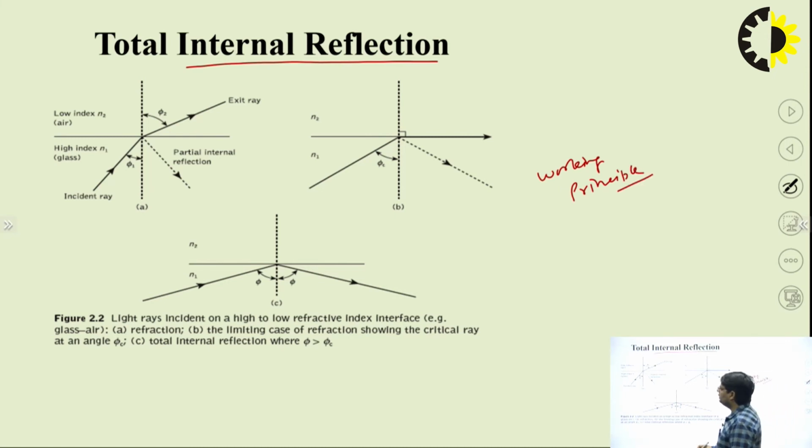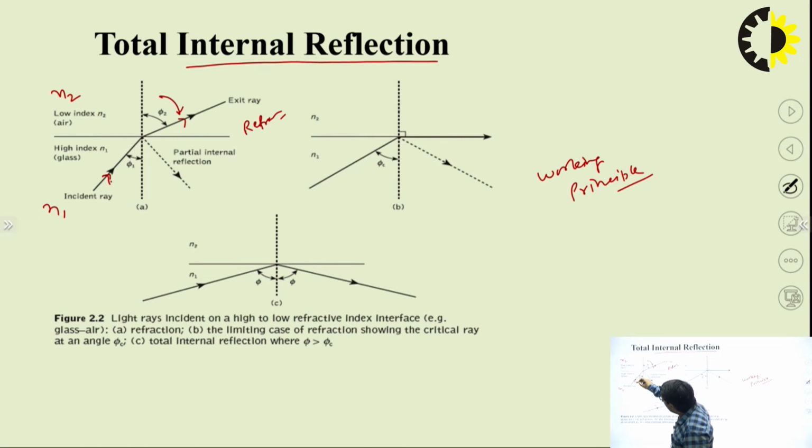So basically we know that this is the material with higher refractive index N1, and this is the material with lower refractive index N2. Whenever a ray is incident from the denser medium to the rarer medium, it bends away from the normal. This is the incident ray and this is the ray in the second medium. So the phenomenon of refraction occurs here.